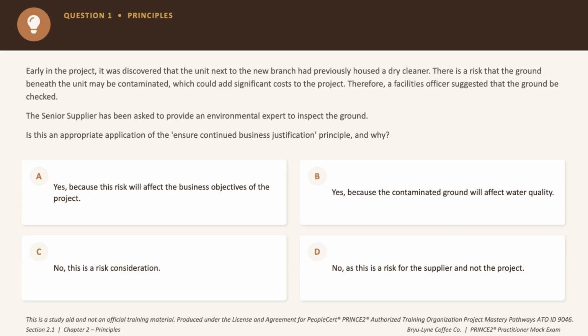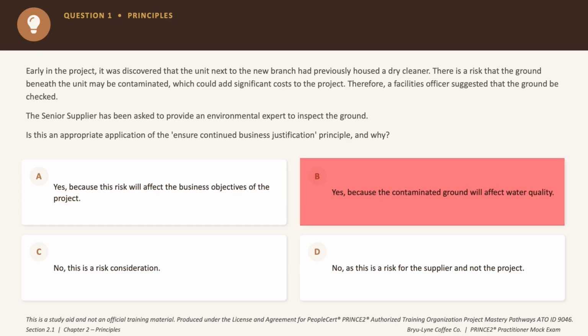Right, so the project has found a possible contamination risk next to the new branch site, and the senior supplier has been asked to bring in an expert. Now option B says yes because of water quality. Now that's really a stretch because nothing here points to water quality. So an incorrect answer choice.